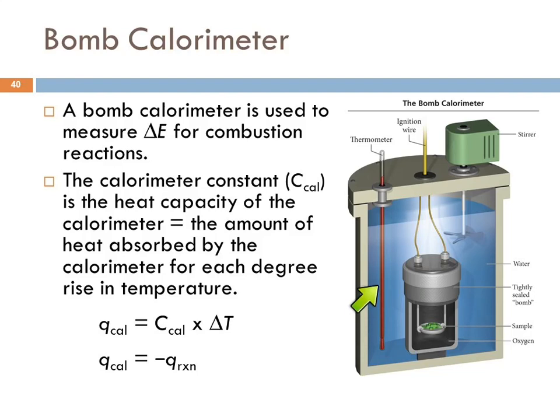This water inside this outside container is part of the calorimeter. This substance and the oxygen in here is the reaction. This is the system, and the surroundings then are the bomb calorimeter. We have a thermometer in here. We can measure the temperature change of the water and tell how much heat was given off by this reaction.